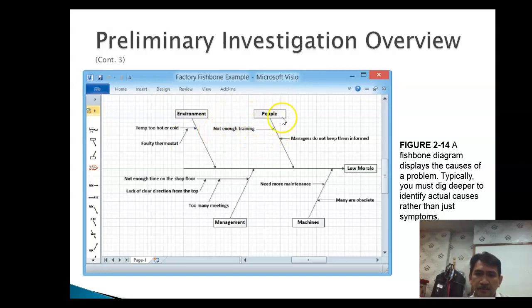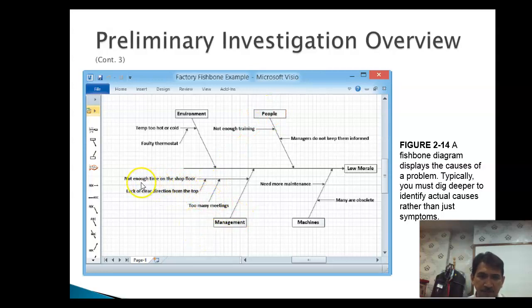Then we go to another factor, which is people. Okay, they mention they're not using the system because there's not enough training. Maybe training for basic, but once you want to really use the system, you need more advanced. And another symptom is the managers do not share. Managers go to the training, but when they come back, they did not share with the other staff. Okay, so those are the symptoms related to people.